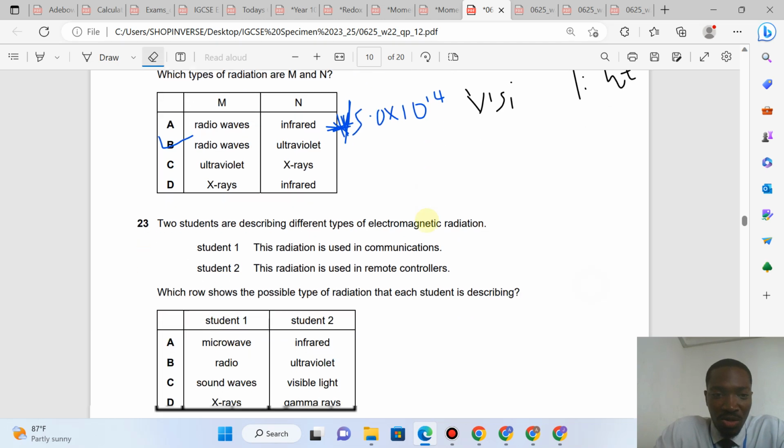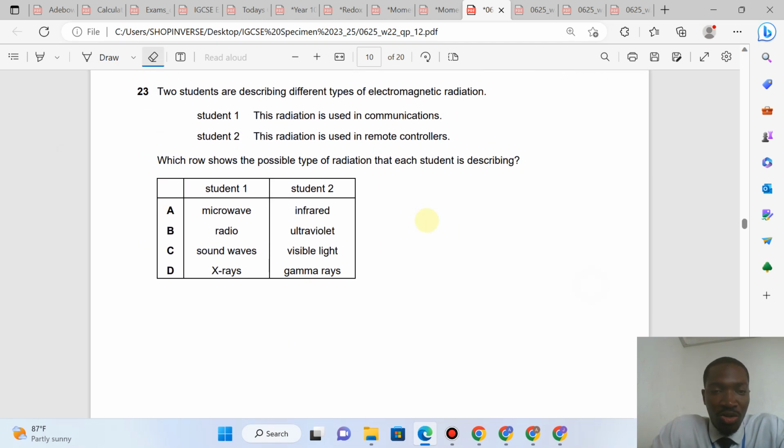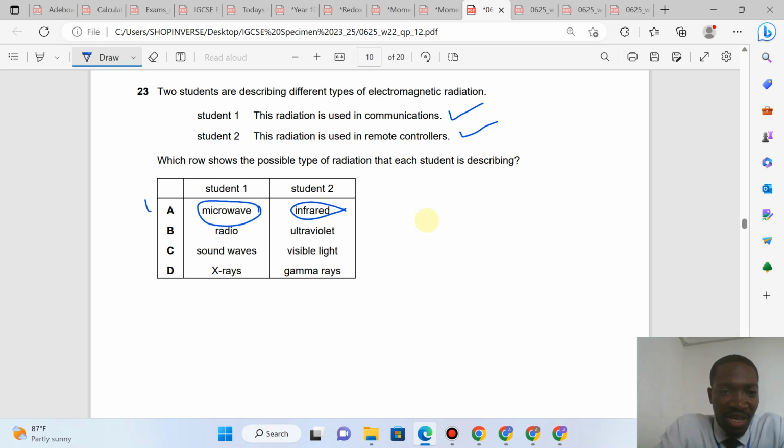Let's go straight to question 23. Students are describing different types of electromagnetic radiation. Student 1, the radiation is used in communication. Student 2, the radiation is used in remote controllers. Which row shows the possible type of radiation that each student is describing? Which radiation do we use in communication? We use microwave in communication. And remote controllers use infrared rays. That means A is the correct answer to question 23.